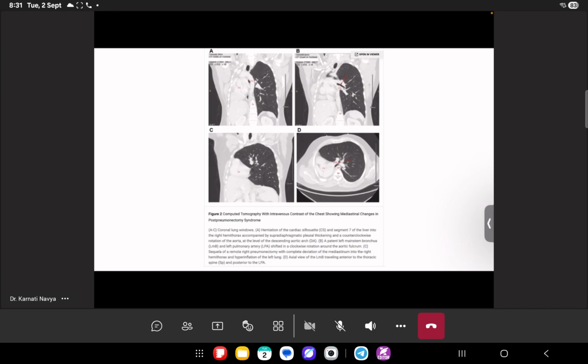And C shows the sequela of remote right pneumonectomy with complete deviation of the mediastinum into the right hemithorax and also hyperinflation of the residual lung. And D image shows the actual view of the left main bronchus traveling anterior to the thoracic spine and posterior to the left pulmonary artery, where it is getting compressed.